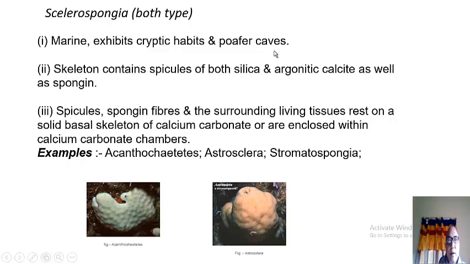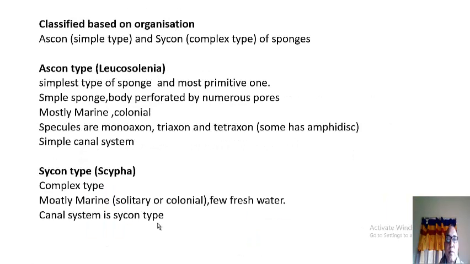In Sclerospongiae, both types of spicules are found, and examples are Acanthochaetetes, Astrosclera or Stromatospongia. These are quite primitive types. They have both spicules, both calcareous as well as siliceous spicules.